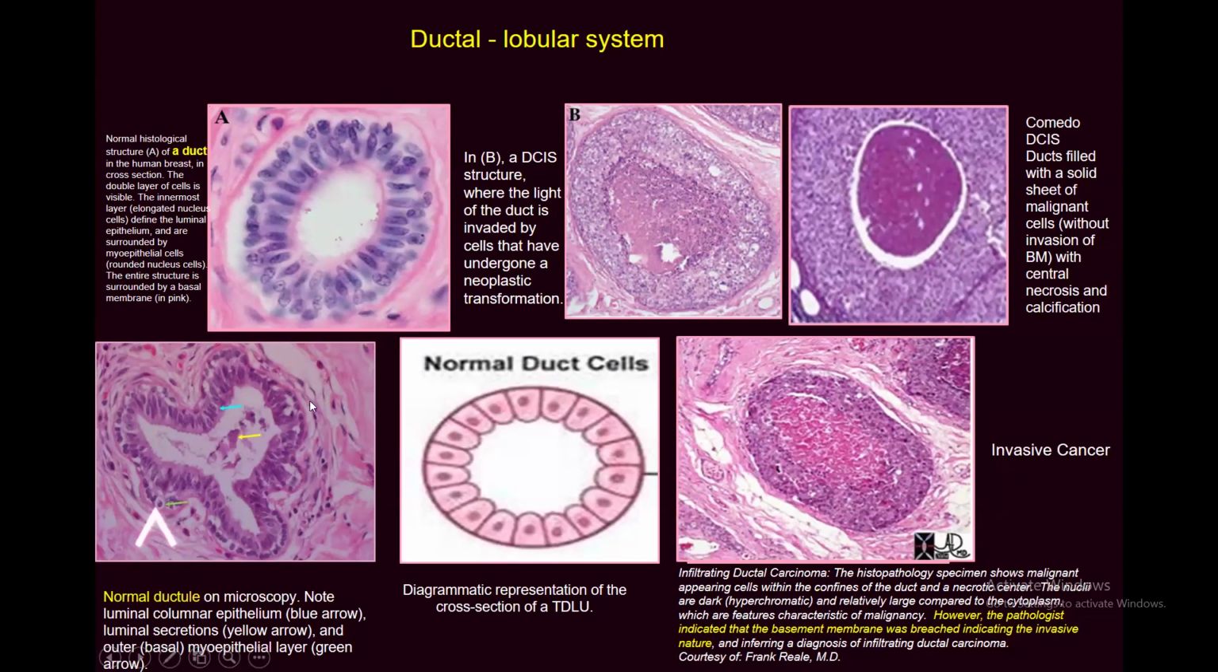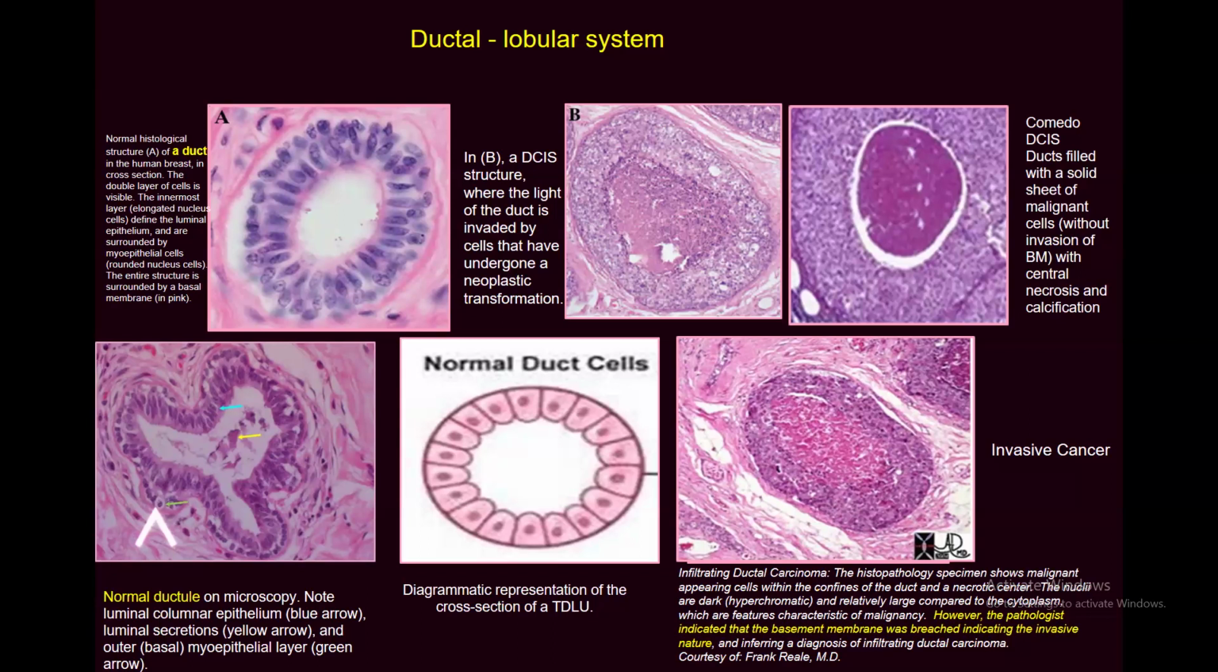This is a normal ductule, a histopathology image of a ductule. Dr. Nadia, would you like to comment on this? Yes, the first one, the normal histology, is a beautiful image. In A, you have the double layer of epithelium, the myoepithelium, and the basement membrane. Very obvious.